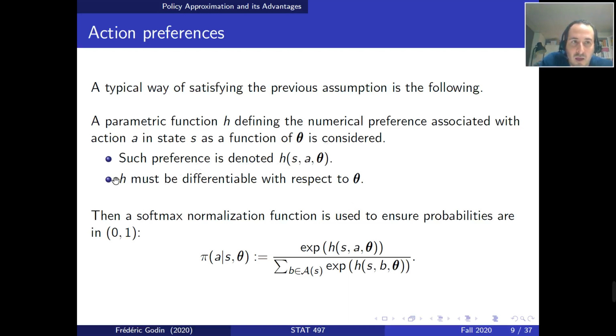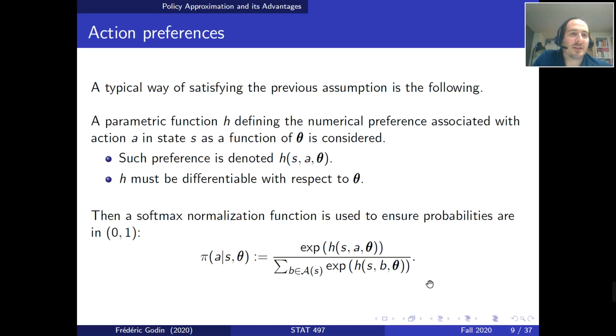Once we have this function h, we can apply a softmax normalization function to ensure that probabilities are bounded between 0 and 1. So the probability of selecting action A in state S with parameters theta, we can define it as the exponential of that action preference divided by the sum, over all possible actions B, of the exponentials of their preferences. Having this normalization ensures that this probability is strictly greater than 0 and strictly smaller than 1. Furthermore, if h is differentiable, because the exponential is also differentiable, then this ensures that these probabilities are differentiable and their gradient exists. So this is very natural. And if this rings a bell, you might think, hey, I've seen this somewhere.